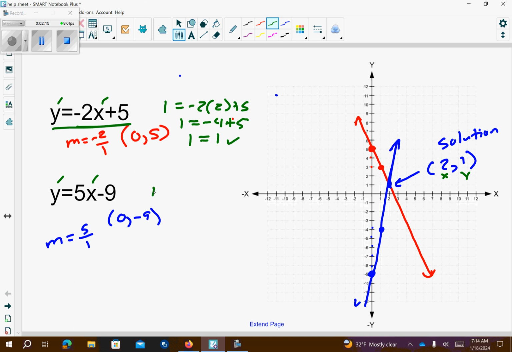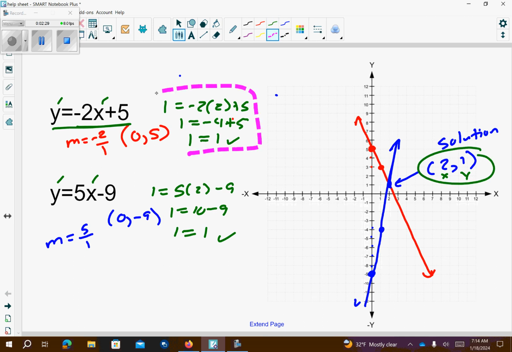This is going to be 1 equals 5 times 2 minus 9. So that's 1 equals 10 minus 9. So 1 equals 1. So it does check. So our answer is (2, 1). Please don't confuse this double checking here and here as something that would mean it has infinite solutions. This just means I'm plugging the point in to verify that it is correct.